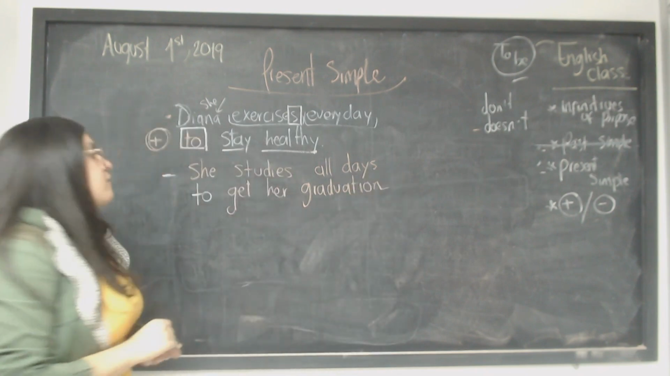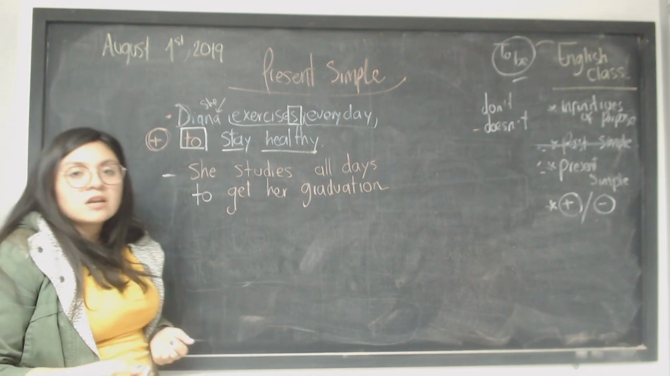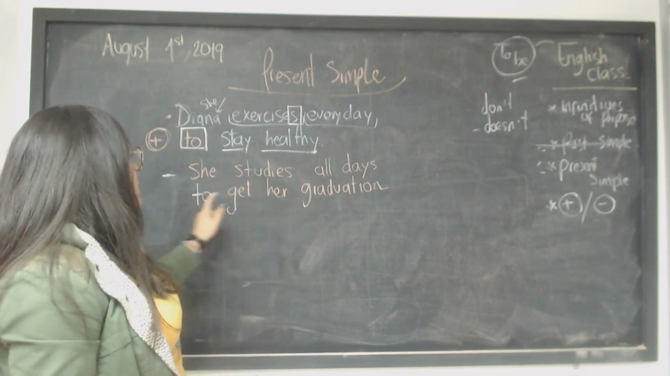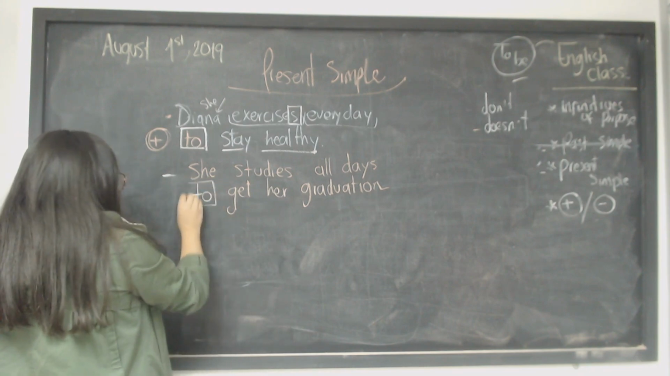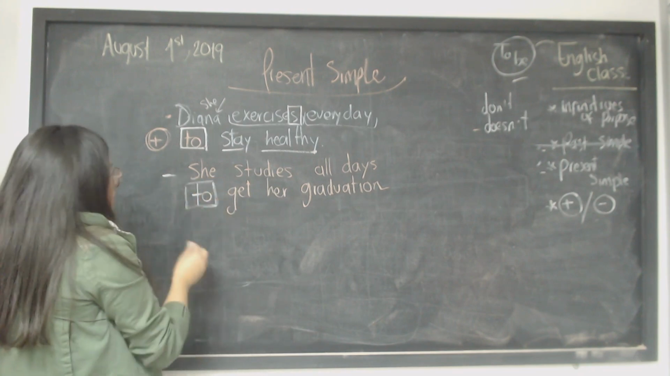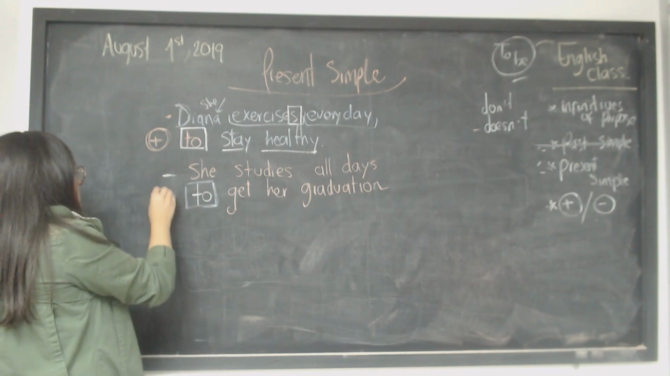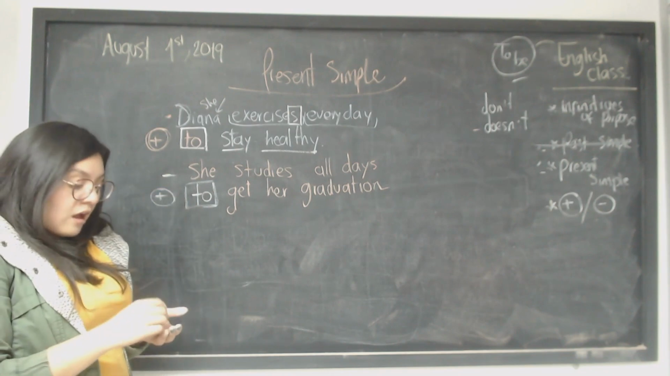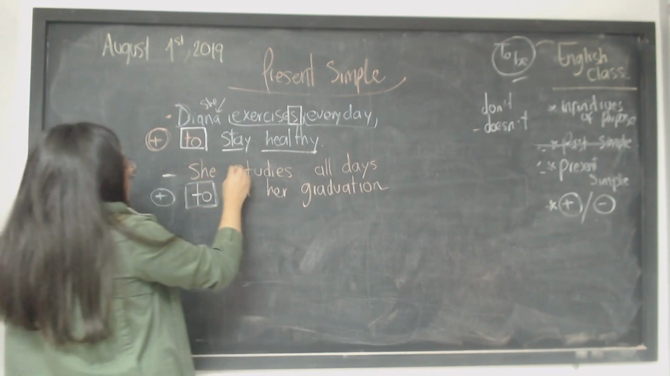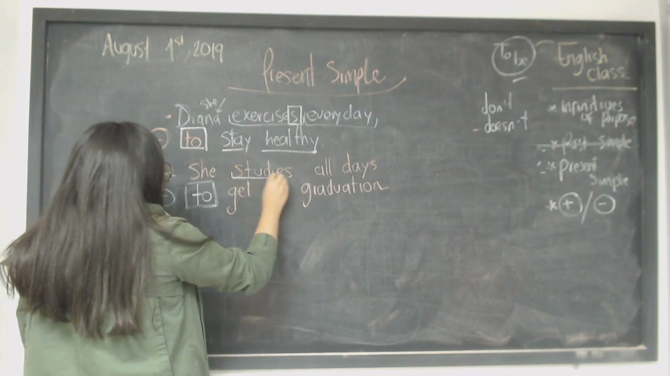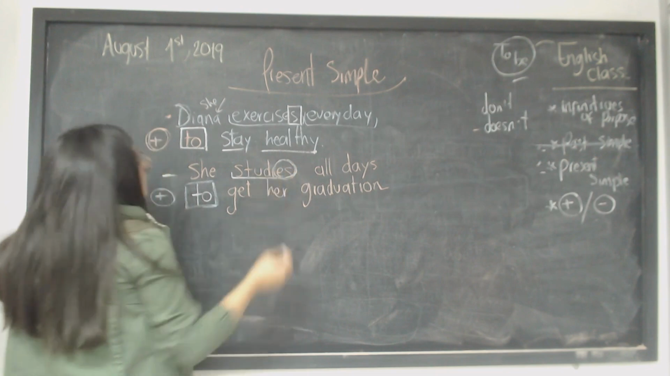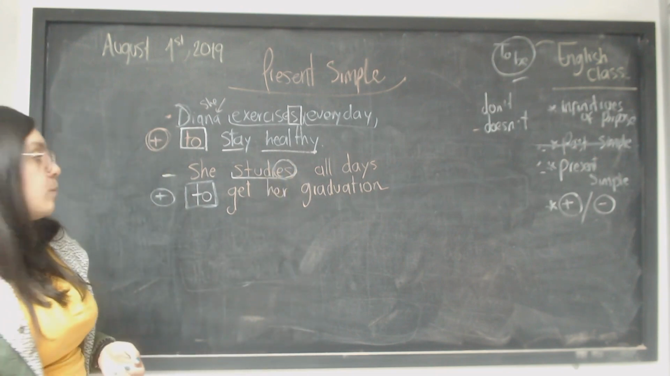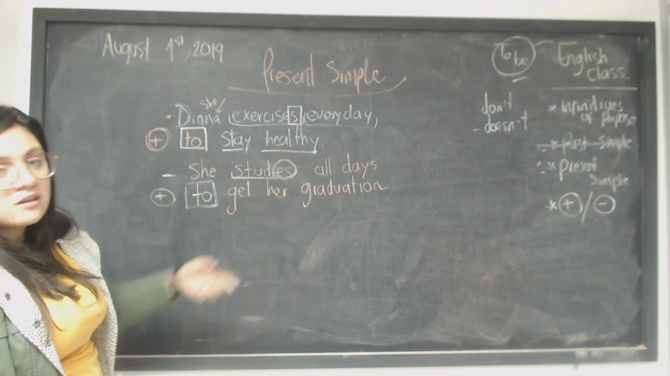So we have, she studies all days to get her graduation. Ella estudia todos los días para obtener su graduación. So this one, too, we have the infinitive of purpose here. It is a positive one. Este es un positivo. And I'm adding, in present simple, the verb and the es, because it is a third person. Estoy agregando la es porque es una tercera persona.